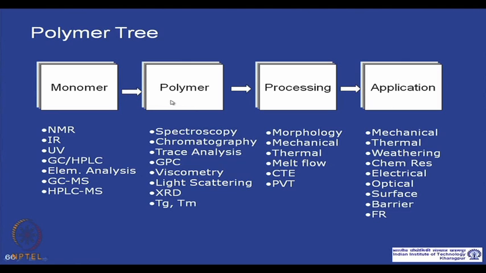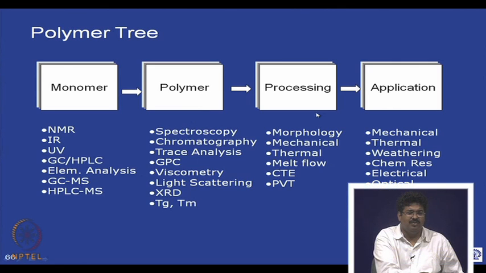And once the polymerization is formed, we have learned how to characterize those polymers, both from a chemical point of view, chemical characterization, and determine their molecular weight, the solution behavior, their morphology, their thermal behavior, whether they are crystalline or amorphous. So that is how we discussed how to characterize a polymer completely. Once the polymer characterization is over, you go through the processing step and finally make the product.